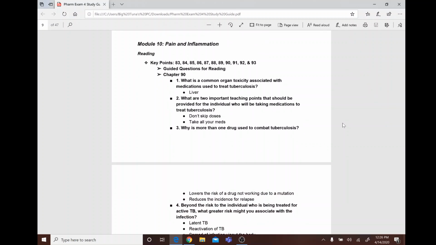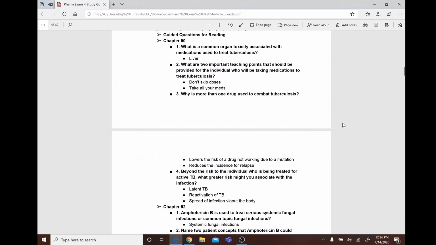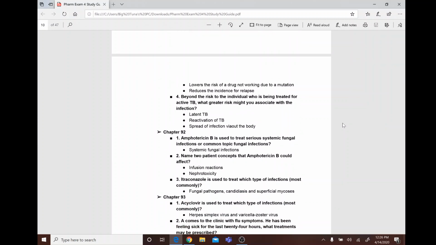Liver organ toxicity is associated with meds used to treat TB. 2 important teaching points that should be provided for the individuals who will be taking meds to treat TB. Don't skip doses and take all your meds. Why is more than one drug used to combat TB? It lowers the risk of a drug not working due to a mutation and reduces the incidence of relapse.